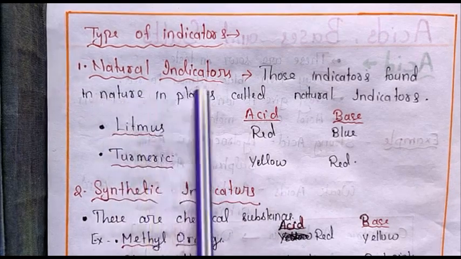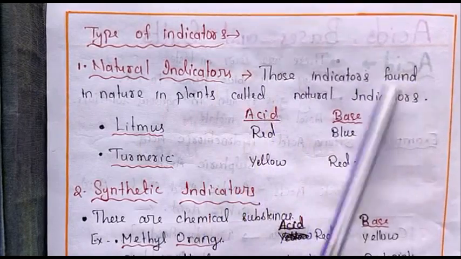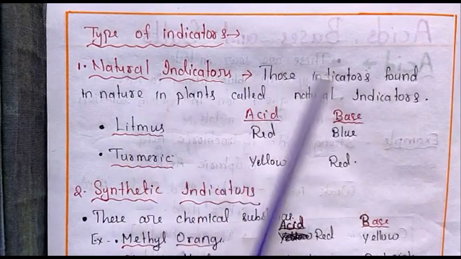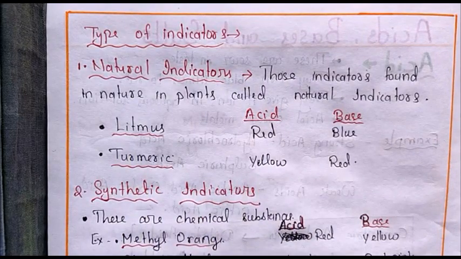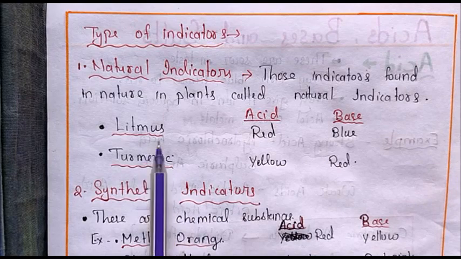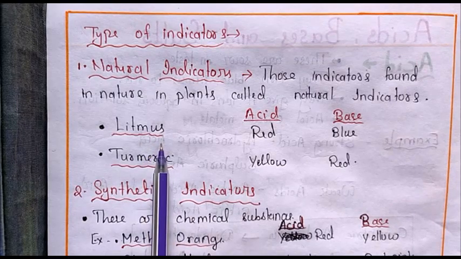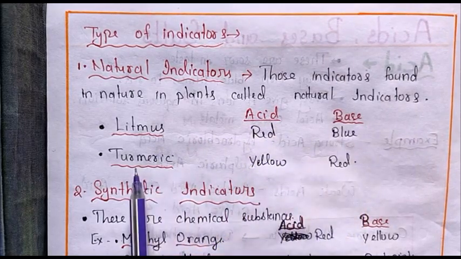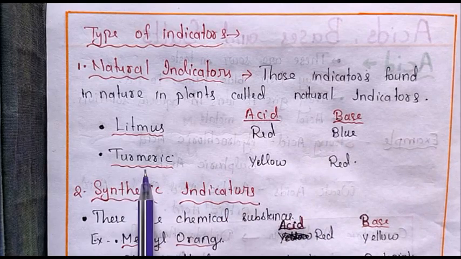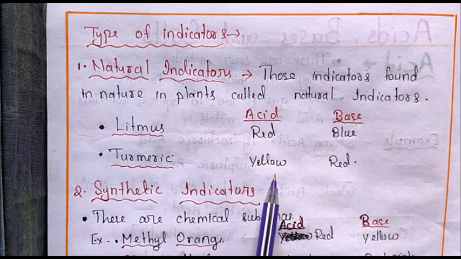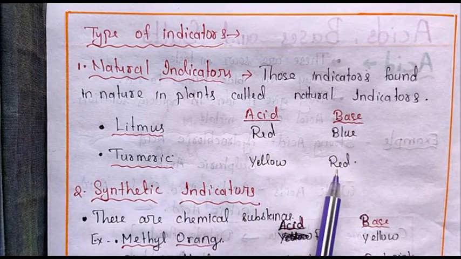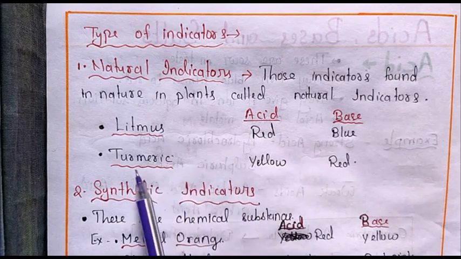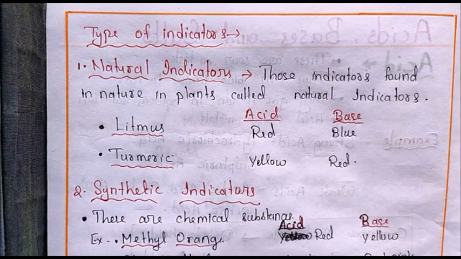First, see the natural indicators. Those indicators found in nature, in plants, are called natural indicators. Litmus: we already read that litmus converts blue to red in acid and red to blue in base. Turmeric is yellow in color. In acid, it doesn't change its color, but in base, the yellow color changes into red. Litmus and turmeric are natural indicators.